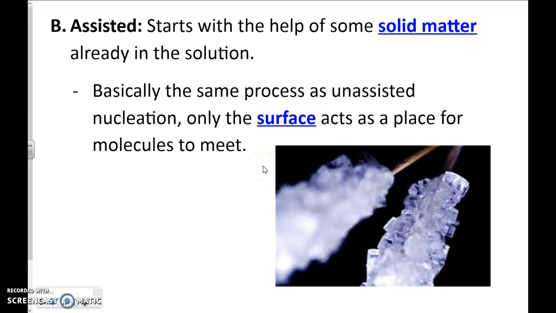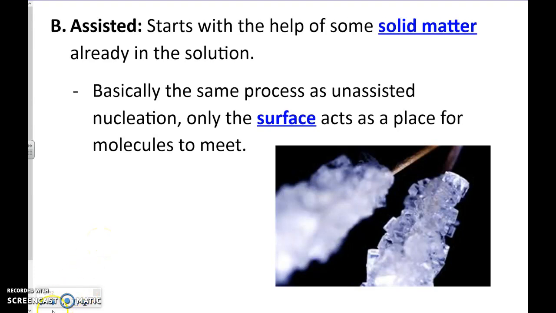So we have unassisted and assisted, and you're going to be seeing both in your different labs. Your single crystal, your copper crystal, is going to be assisted, because you have that seed crystal, and we'll get to what a seed crystal is. Or you have unassisted, which is your salol that you'll be doing from a melt. So we'll talk about that more in a little bit.